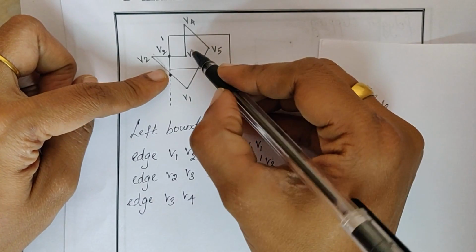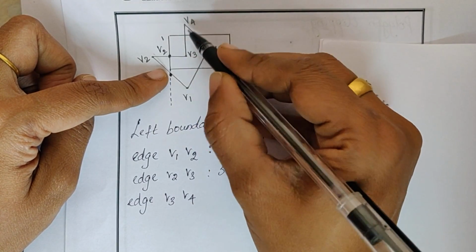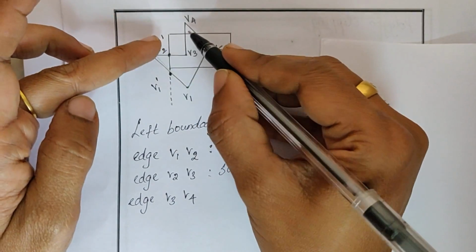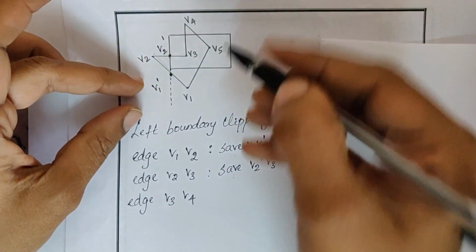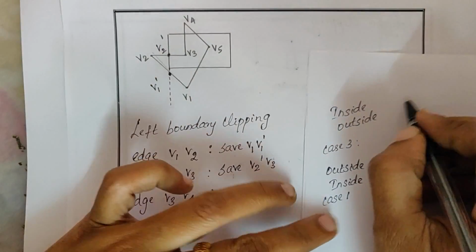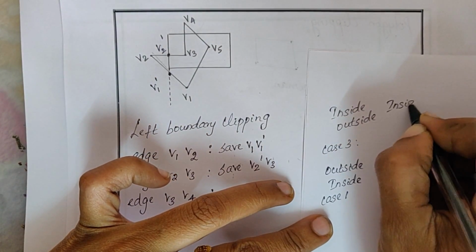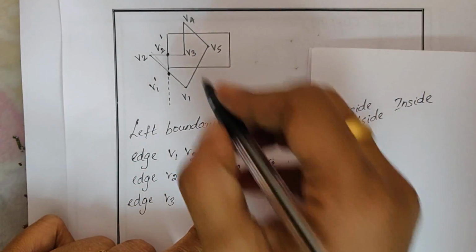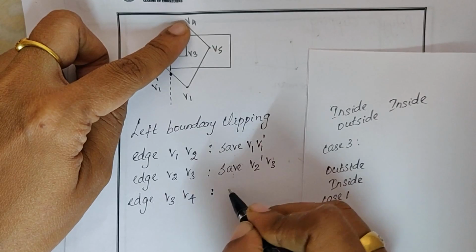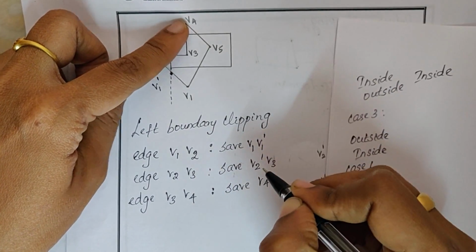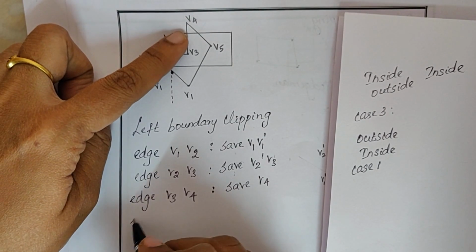For the left boundary, both vertices V3 and V4 are inside, right? Both are inside. In this case, I have to save the end vertex alone. So which is the end vertex? Save V4.